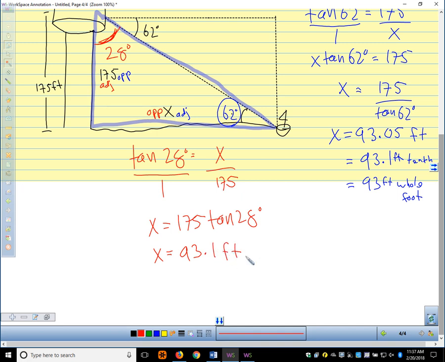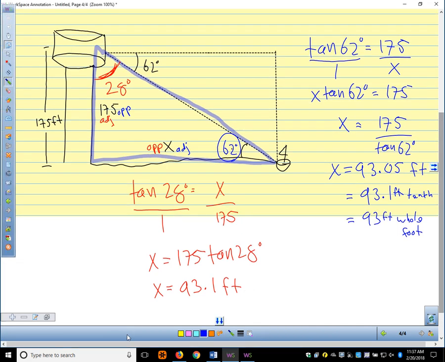So it turns out the same either way. Or you could think of this triangle up here. I'll highlight it in a different color. You could use that triangle also to solve the problem, because they're the same triangle. That's 62 degrees. This is 175 feet. That's 90 degrees. And this is my distance here, x. So you can do it either way. So you have three choices on how you set up this problem. All right, questions?